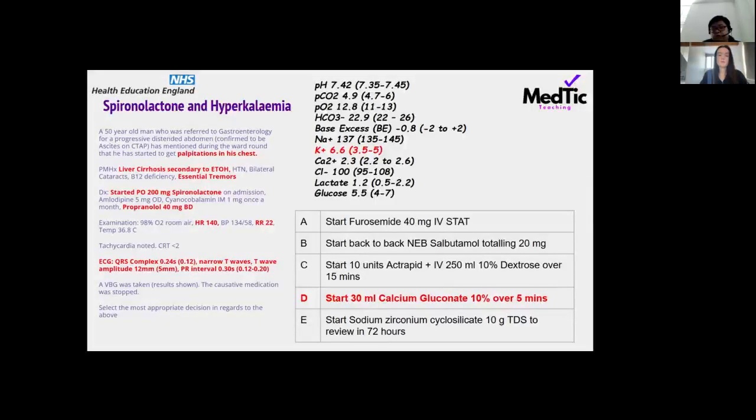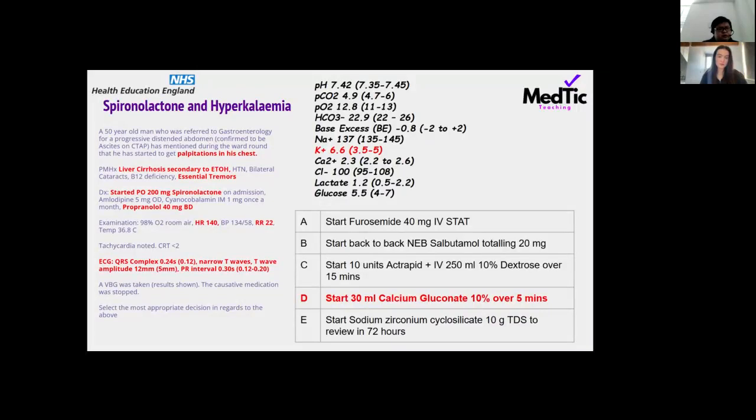Other things to note is that we started him on spironolactone in the ward, and again, for the essential tremors, he has propranolol as well. Now, we have a lot of these investigative findings, but the things to note are the ECG findings, where there are narrow T waves with a T wave amplitude that is greater than 5 millimeters, which means it's tall, which can give you a hint that it's tall and tented. The QRS complex is also quite prolonged, and so is the PR interval. Then we look at the VBG, and the abnormal result is that potassium is quite raised, and not only is it raised, it's significantly raised as well.